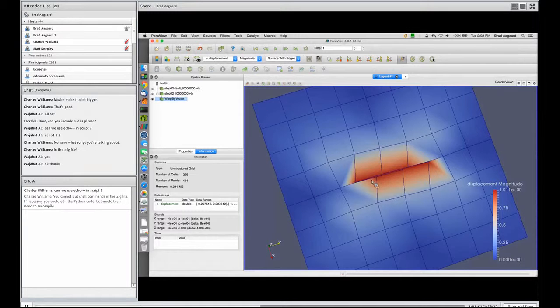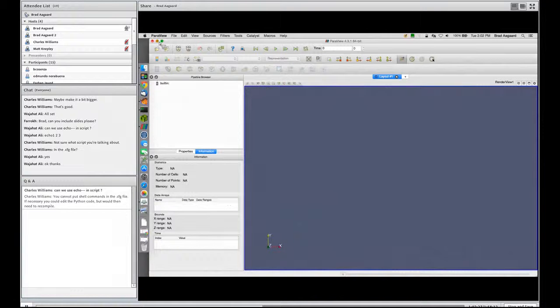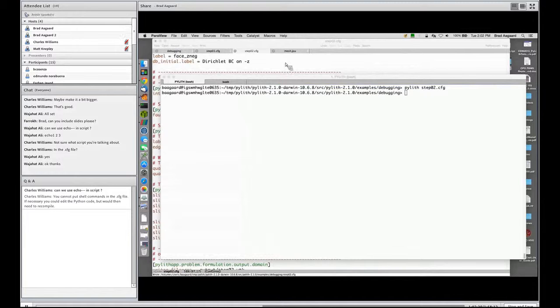Are there any questions about any of the ways we diagnosed things in this example? I don't see any evidence of typing, so we still have one more example to run through, step 03, so let's click.